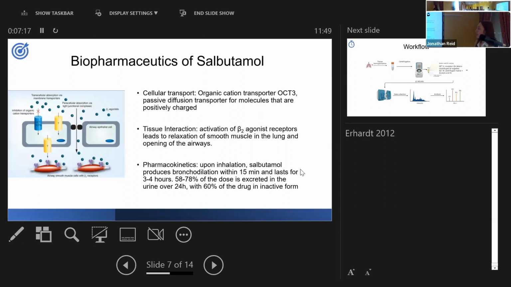And about the pharmacokinetics, upon inhalation, salbutamol produces bronchodilation within 15 minutes, which is ideal if you have a sudden asthma attack, and it lasts for 3 to 4 hours.